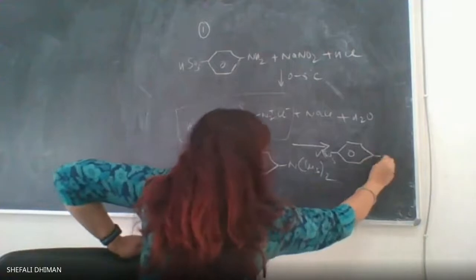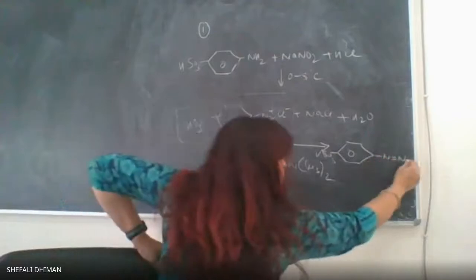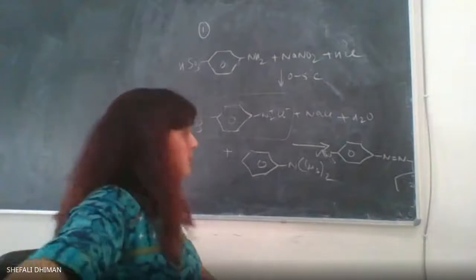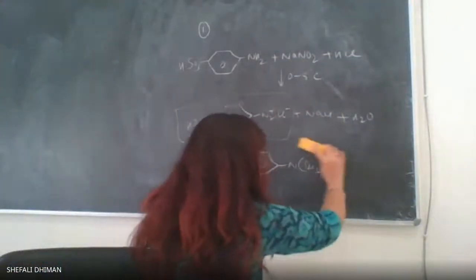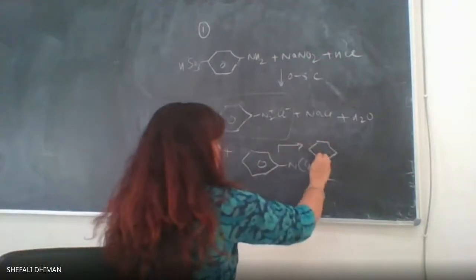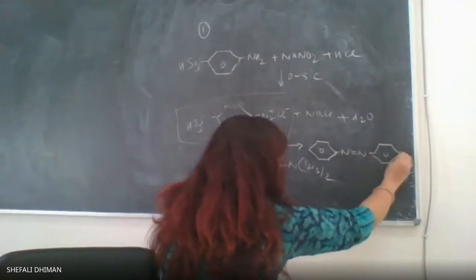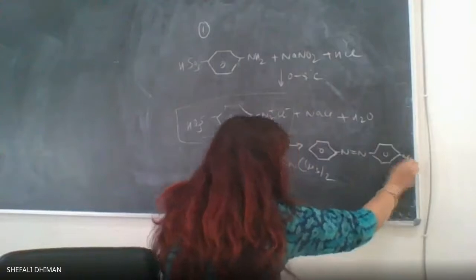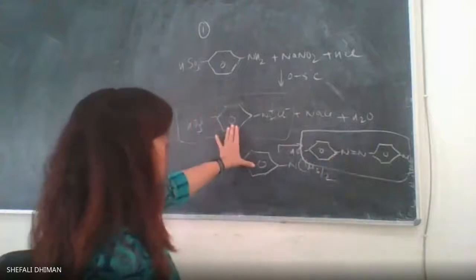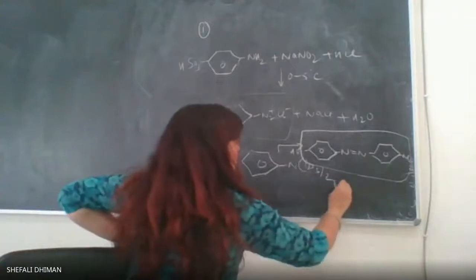SO3H, N double bond N, with N(CH3)2 here, and SO3H here. So this is a coupling product where these two are coupling with one another to form the methyl orange.